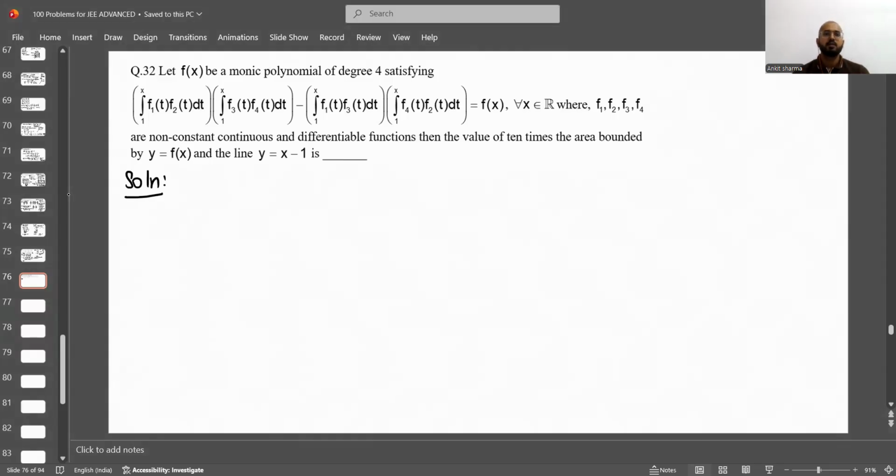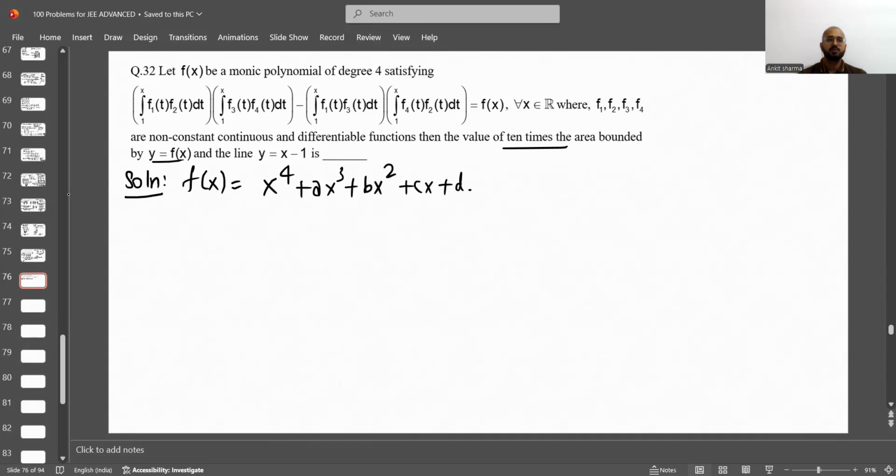Question number 32. f of x is a monic polynomial of degree 4, which means it will be like this: x to the power 4 plus ax cubed plus bx squared plus cx plus d. It satisfies this expression, which has 1, 2, 3, and 4 integrations, where f1, f2, f3, f4 are non-constant, continuous, and differentiable functions. Then find the value of 10 times the area bounded by f of x and the line y equals x minus 1.